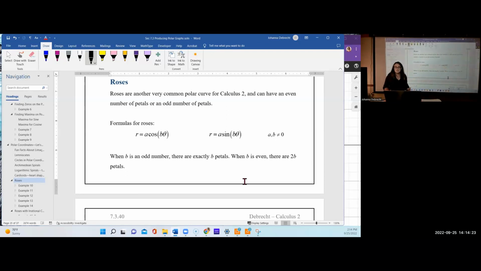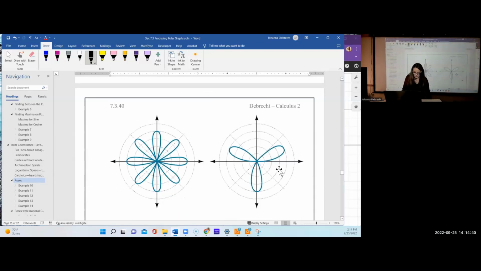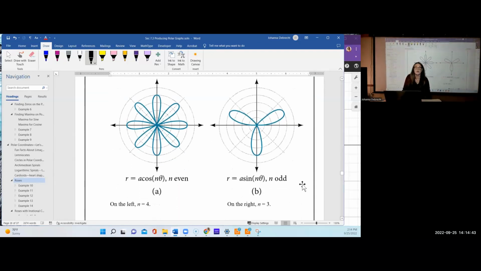Now, these have an equation a cosine of b theta or a sine of b theta, where a and b obviously can't be 0 because then it would just be a degenerate equation. Now, when b is an odd number, we get exactly b petals. And when b is an even number, we get twice that number of petals. So let's take a look at some of these roses. Now, this is for a and b integer values.